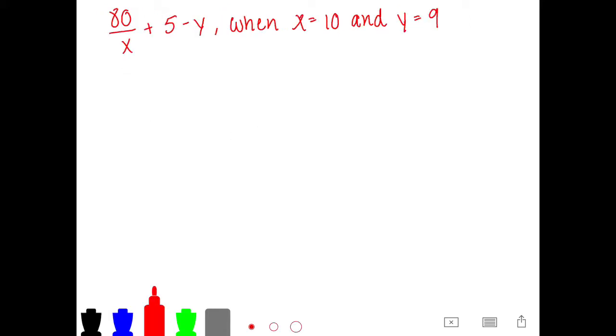So this problem shows us 80 divided by x plus 5 minus y when x is equal to 10 and y is equal to 9. So you're going to plug in our given values. We have 80 over 10 plus 5 minus 9.